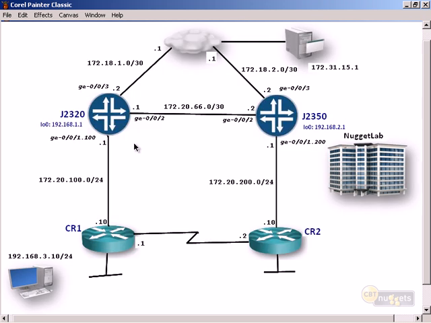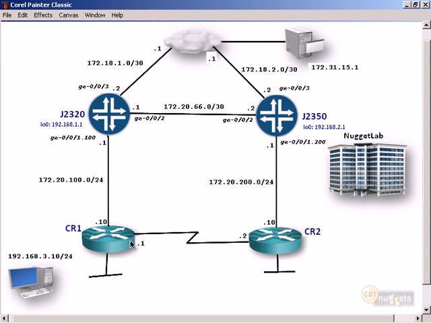Alright, let's go ahead and configure the gig E interfaces on my J2320 router right here. Now this is the topology we're going to be working with throughout this Nugget series, and actually even into the JNCIS series. And you're probably wondering, okay, I've got some icons here for Juniper routers, but what's up with these routers down here? Well, these are Cisco routers. So I've got two Juniper routers, and I've got two Cisco routers, CR1 and CR2. These are both integrated services routers from Cisco.